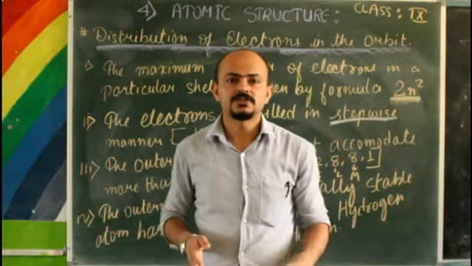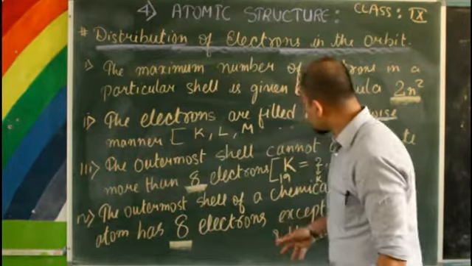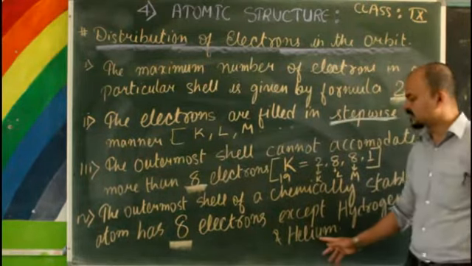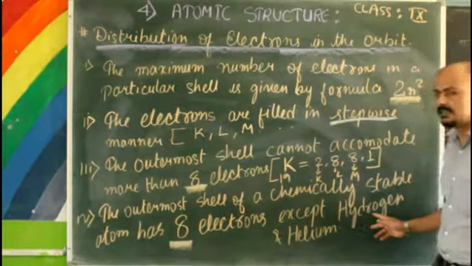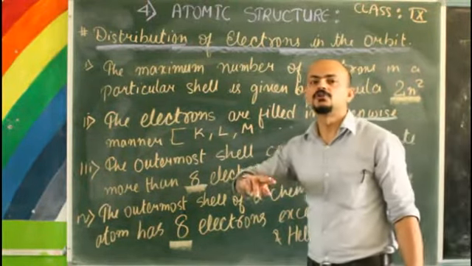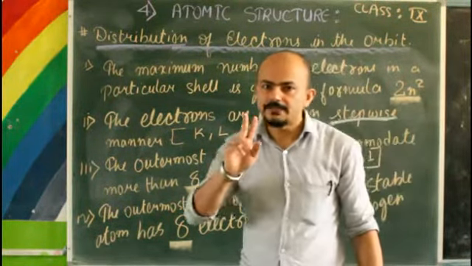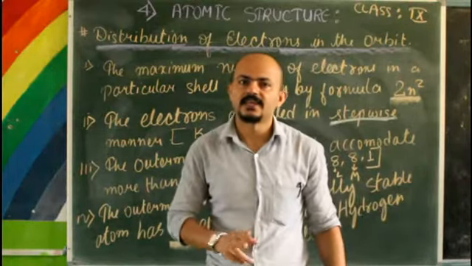Now, there is an exception, except hydrogen and helium. These hydrogen and helium will have a duplet configuration. That is, if they have 2 electrons in their valence shell, then they become stable.